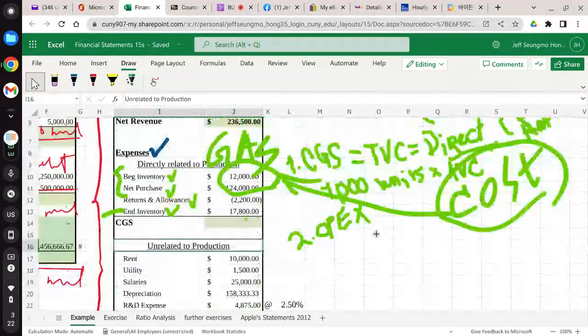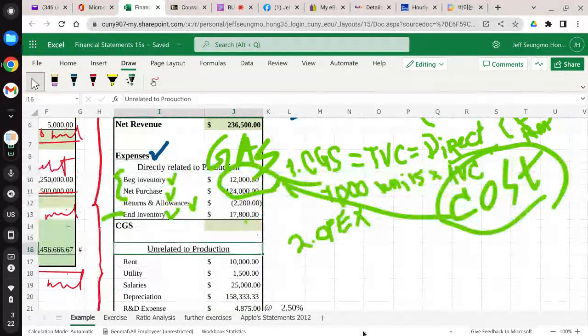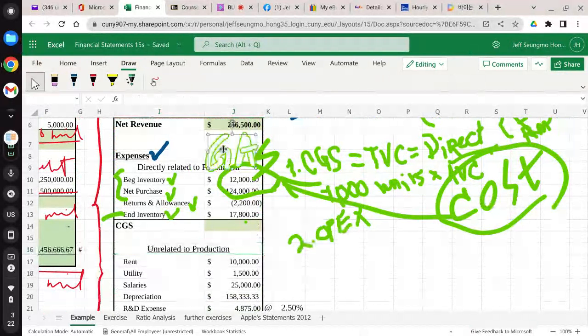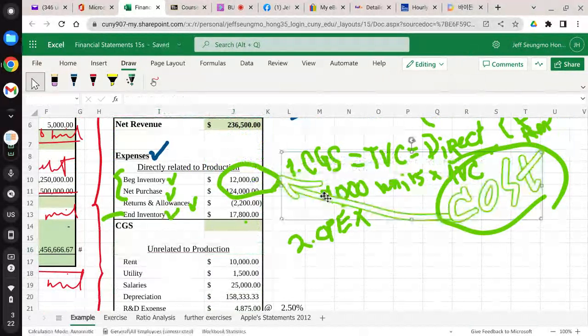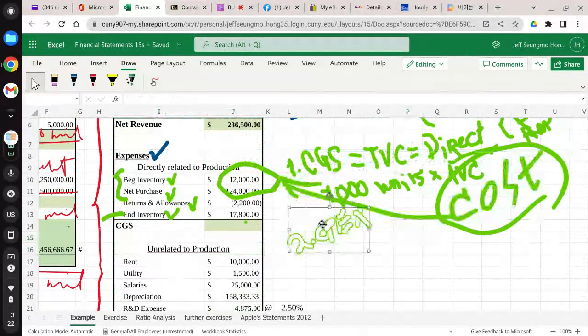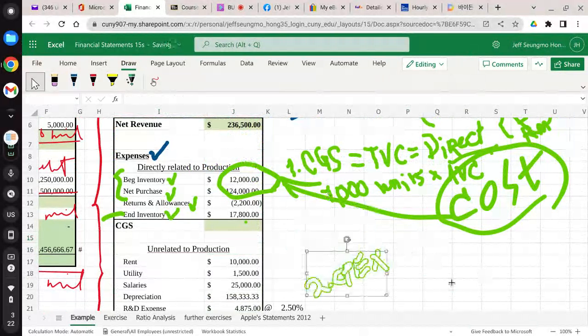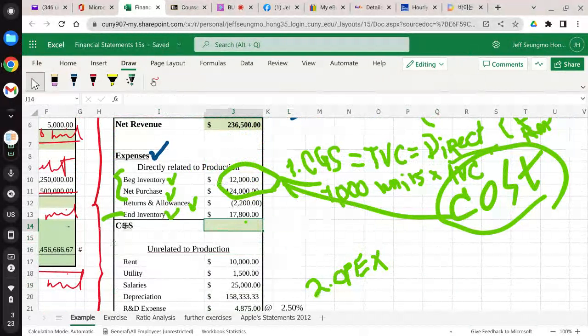Now, interesting thing is here. Okay, let me get rid of all of this. Now, interesting thing. Where is this thing? This thing is total variable cost, right? This is total variable cost. Of course, we know.